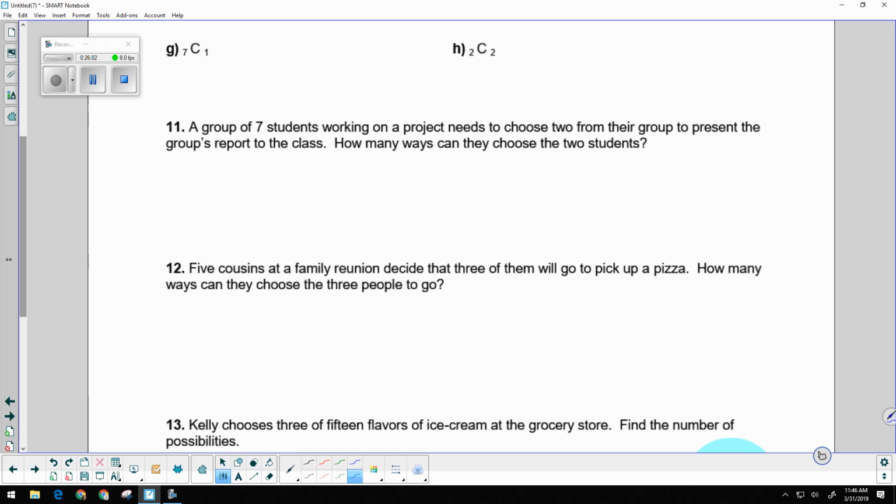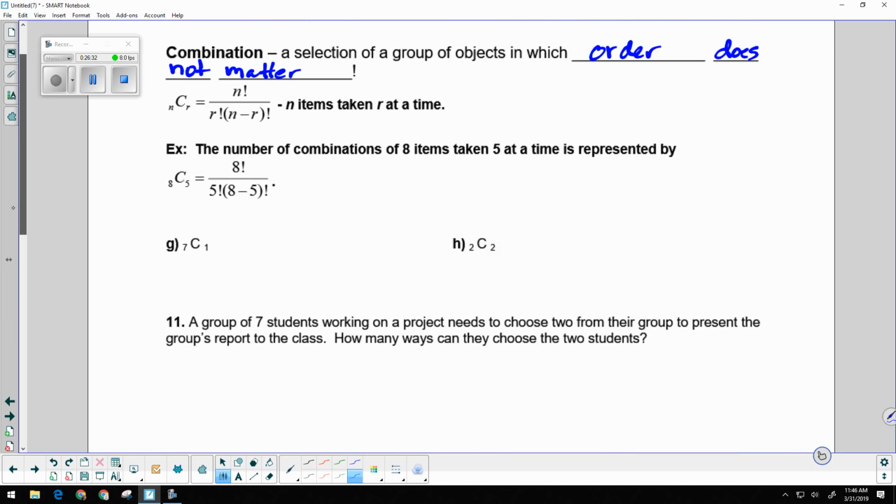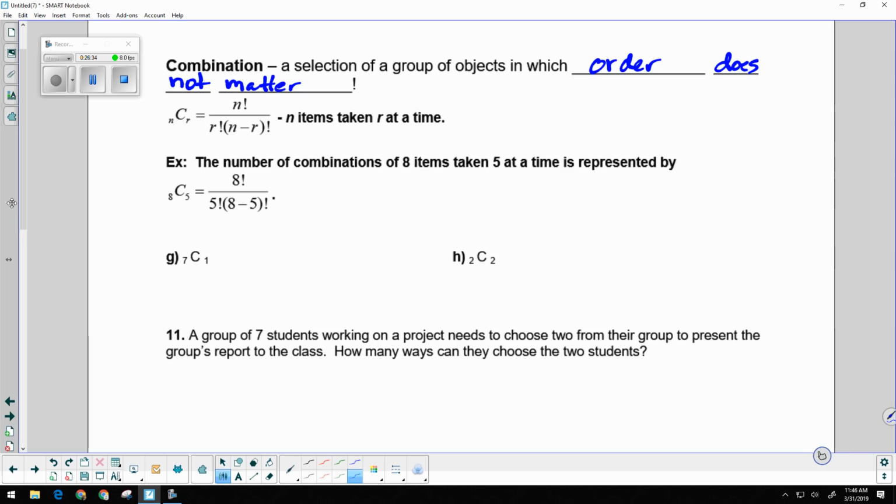Order doesn't matter. Number 12, 5 cousins at a family reunion decide that 3 of them will go pick up a pizza. That's just a combination. Order doesn't matter, you're just going to choose 3 people to go get the pizza. And then 13, Kelly chooses 3 of 15 flavors of ice cream at the grocery store. Find the number of possibilities. Order doesn't matter when I'm choosing ice cream flavors. I'm going to choose what I choose and be done with it. I'm not getting any award for it. As we go through a lot of these permutation and combination examples, on your homework and in the notes, you're going to gradually learn what's a permutation, what's a combination, and when to use the appropriate formulas.